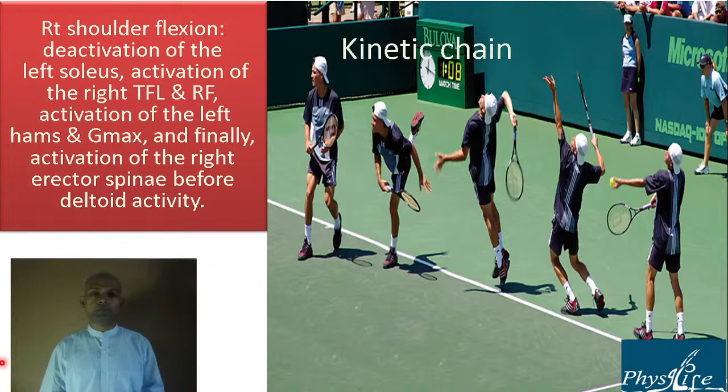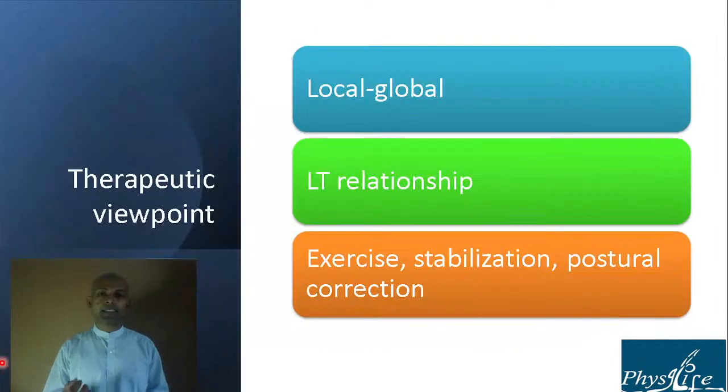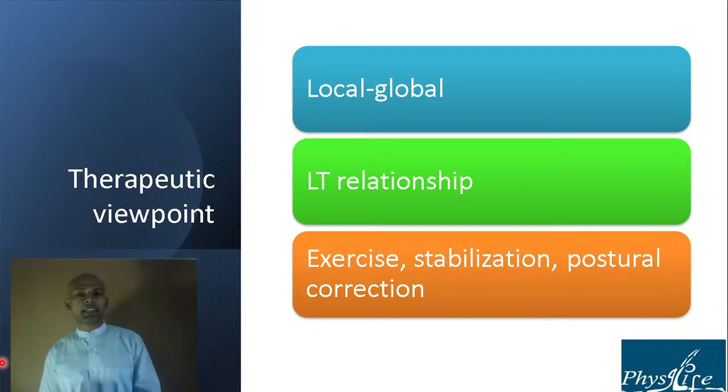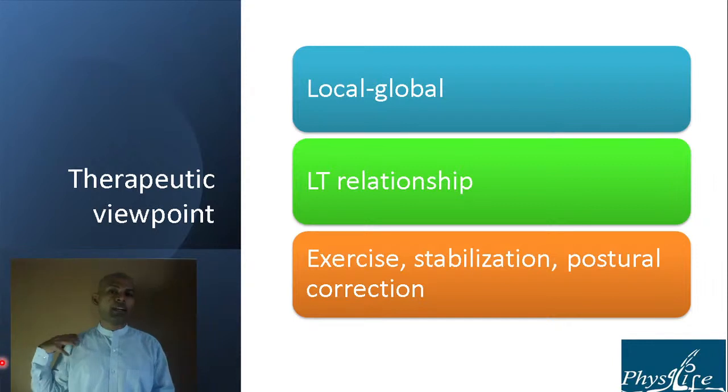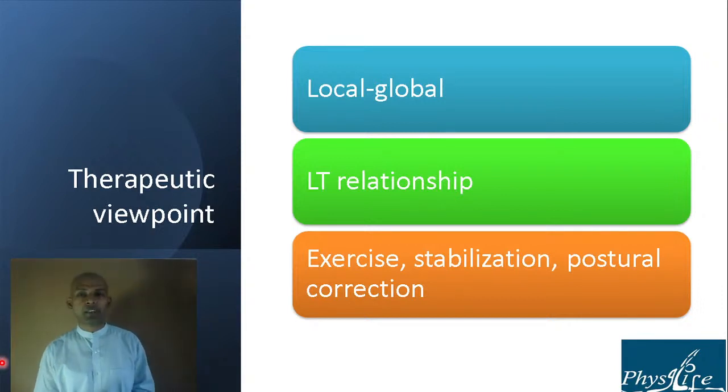So then, as a physiotherapist, how is this information going to be useful? First, when you have a patient, you have to look at local and global scenarios separately. If I have a shoulder issue, look at my shoulder, but please do not forget to look at the rest of the kinetic chain. It doesn't take more than a couple of minutes of assessment. If you find something, do address it.